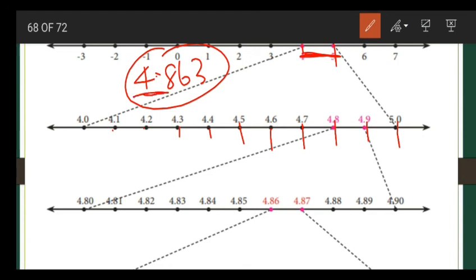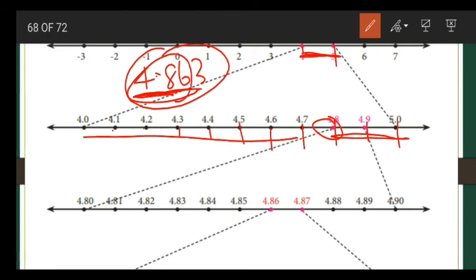Now we have to see where this 4.8 lies. 4.8 will be here, right? That is 2 tenths from the left of 5 and 8 tenths from the right of 4. Okay, this is 4.8. Now we have to see where this 4.86 lies. 4.86 is lesser than 4.9 and greater than 4.8. So 4.86 will lie between 4.8 and 4.9.